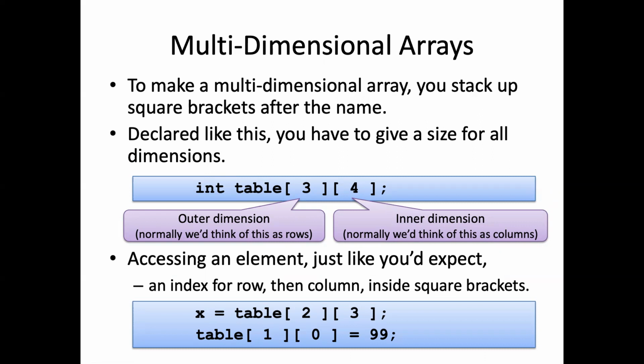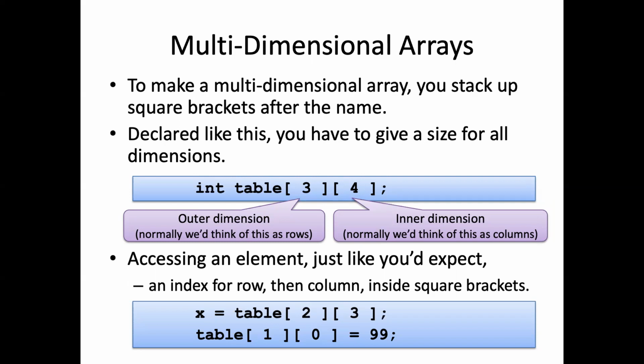All right. How do you make multi-dimensional arrays? Well, if the size of a one-dimensional array comes after the name, the same goes for all the dimensions. Here, I'm making a two-dimensional array. I called it table. You wouldn't have to think of it this way, but it's common to think of the first index as rows and the second index or the second dimension as columns. So I'm making a table with 3 rows and 4 columns, a 3 by 4 two-dimensional array.